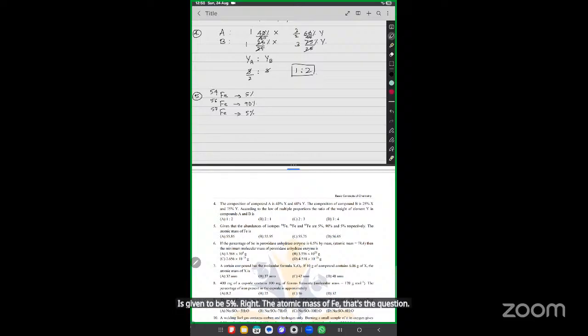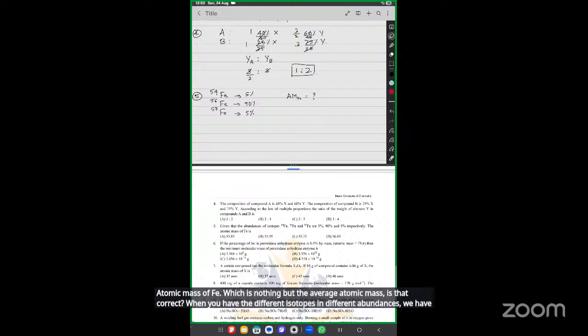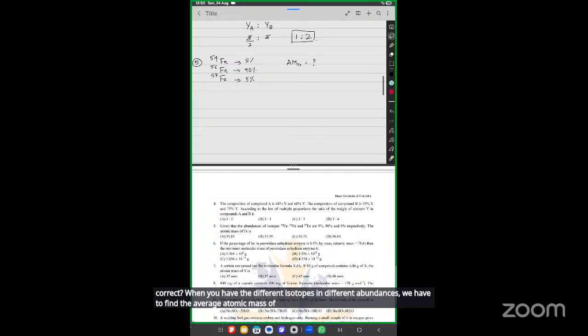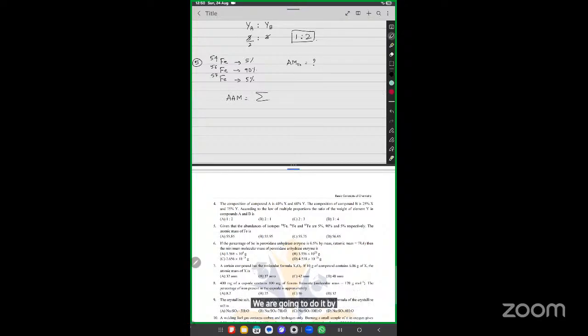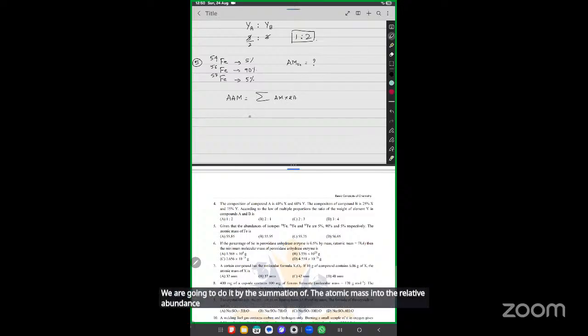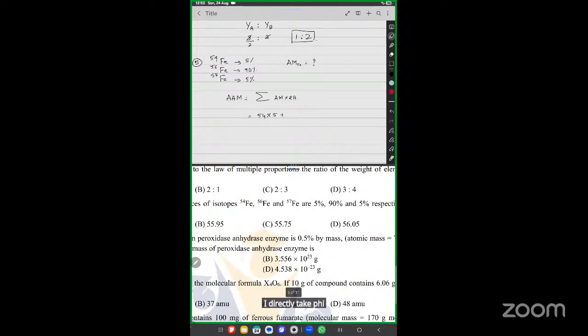Right. So we have to find the atomic mass of Fe, which is nothing but the average atomic mass. When you have different isotopes and different abundances, we have to find the average atomic mass of Fe. So average atomic mass, we are going to do it by the summation of the atomic mass into the relative abundance. So I'm directly writing atomic mass is 54 into the relative abundance is 5%. I directly take 5 plus, whole divided by 100, I'm going to write because 100 remains the constant in all the three.